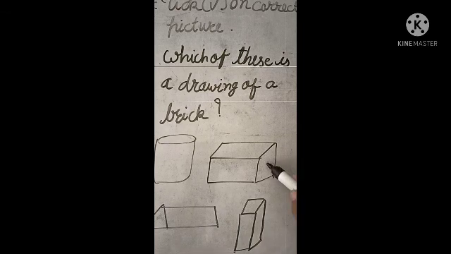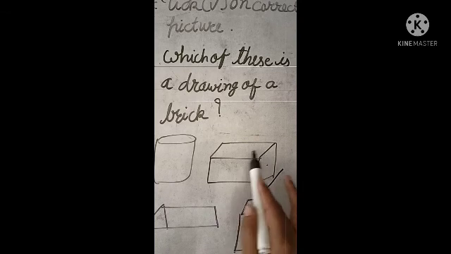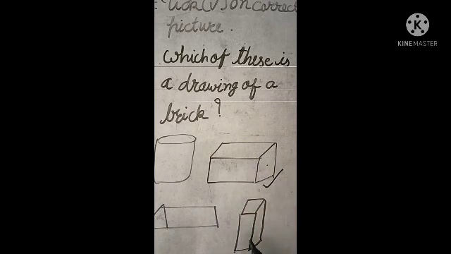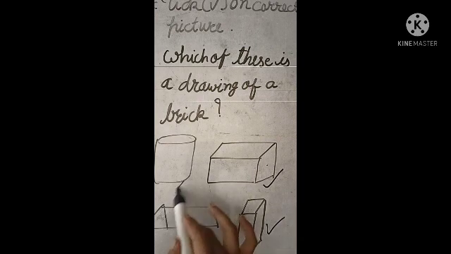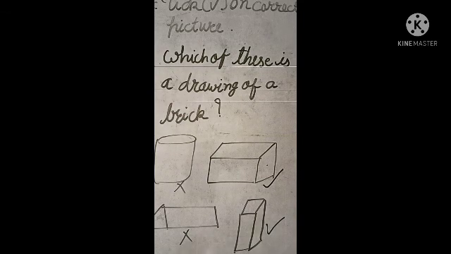So first, this one is the correct picture of a brick because we see here 3 faces of a brick, and also this one is the correct drawing of a brick, but these two are not the drawing of a brick because a brick does not look like this, and also does not look like this. Okay, so these two are not drawings of a brick, but these two are the correct drawing of a brick. Okay, so is that clear?